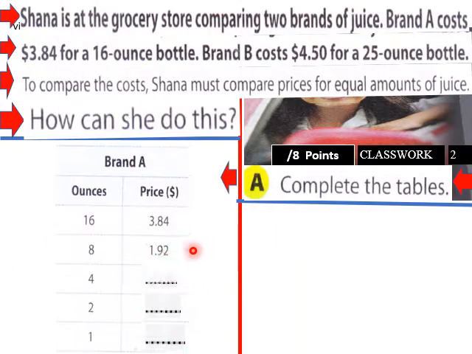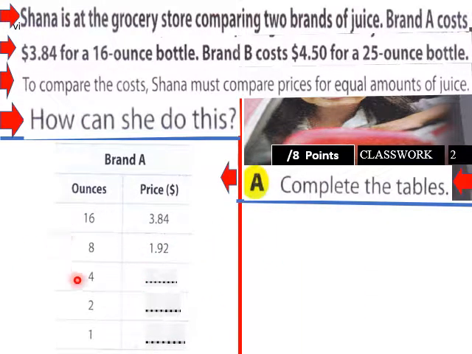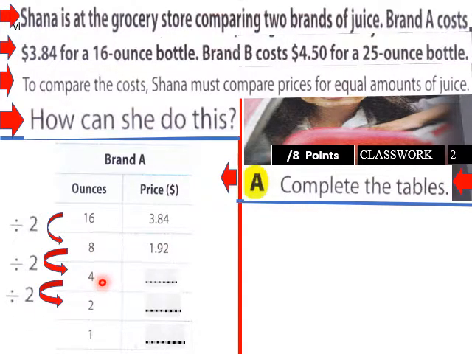Well, okay, complete tables. We are going to have a table here. Brand A, which is this $3.84 for 16 ounces. So for 8 ounces, it'll be $1.92. So we're going to divide down. We're going to reduce it down here, right? So for 8 ounces, it's $1.92. How much for 4 ounces? Then how much for 2 ounces? Then how much for 1 ounce?